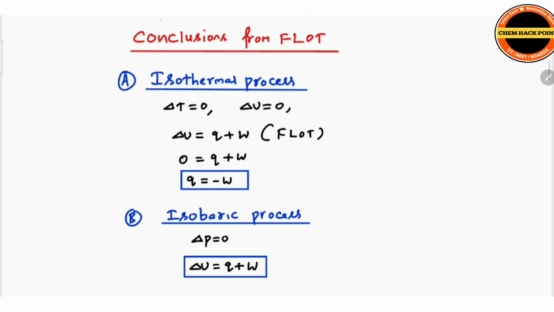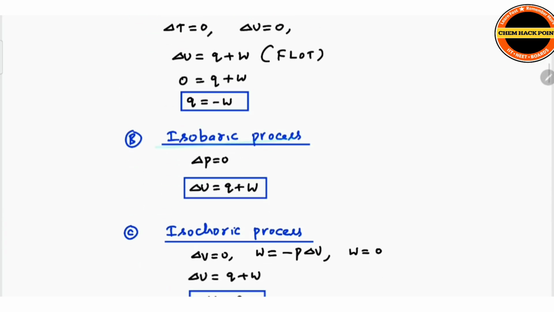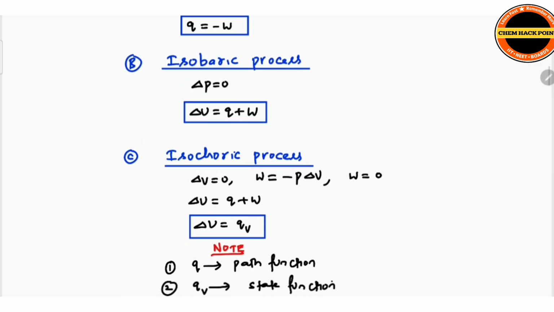Conclusions from first law of thermodynamics, FLOT. Isothermal process, we know temperature is constant. If temperature is constant, internal energy change is 0. According to first law of thermodynamics formula, if you substitute these values, Q is equal to minus W. These are important conclusions. Isobaric process, delta P is 0, so delta U is equal to Q plus W here.